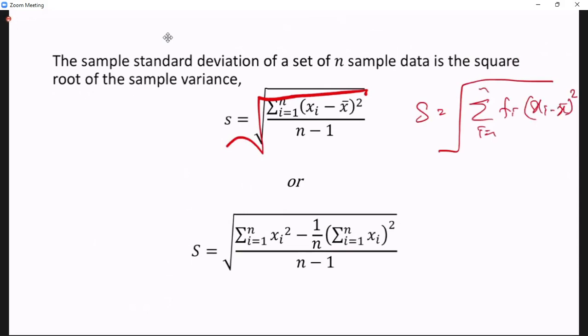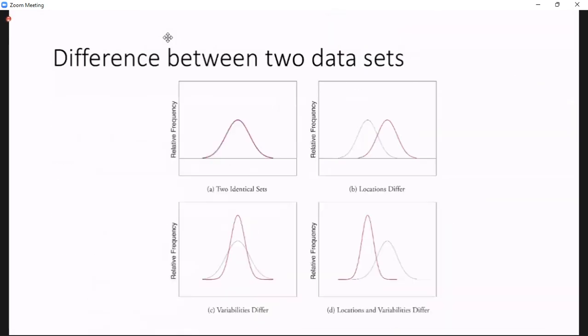Okay. Before uploading the lecture note, I will include the formula for finding sample variance and sample standard deviation when we have a frequency table. Right. If you don't have any question, I can start the next topic. Difference between two data sets.